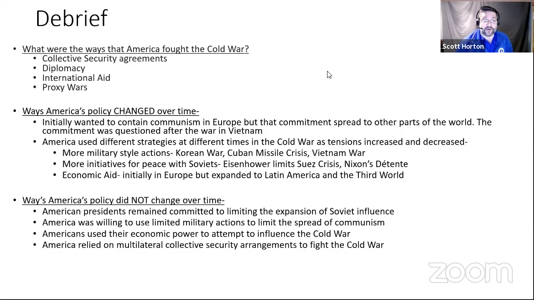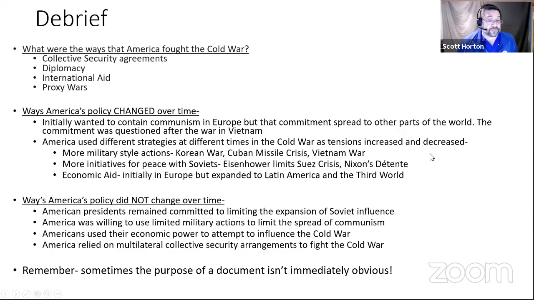Americans use their economic power to attempt to influence the Cold War through things like economic aid packages, which we mentioned before. Our economy was at its peak in the period 1945 to 1960, and that will be a topic that I'll cover in a later segment as well. But using that economic power, which actually was something that the Soviets were very afraid of, that the United States economy was so powerful at the conclusion of World War II. And America relied on multilateral collective security arrangements to fight the Cold War. That's something that really doesn't change through much of the Cold War. So we have some things that changed, some things that did not change.